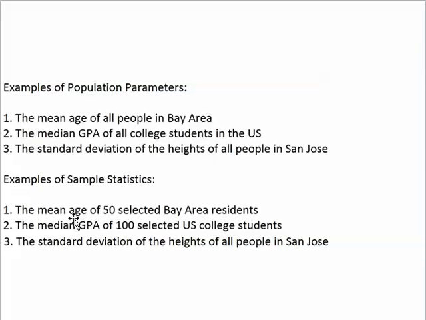The mean age of 50 selected Bay Area residents would be a sample statistic because it's the mean of a sample. And the median GPA of 100 selected US college students would be a sample statistic because it's a statistic based on a sample. So remember, a population parameter is a population statistic, and a sample statistic is just a sample statistic.